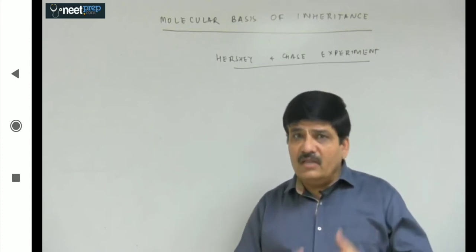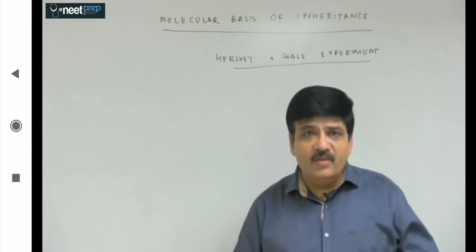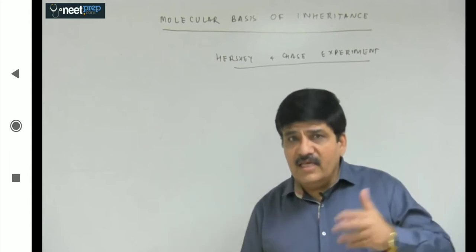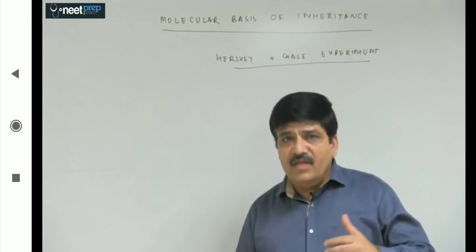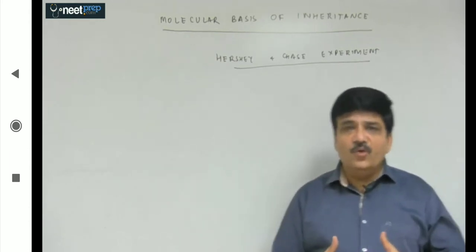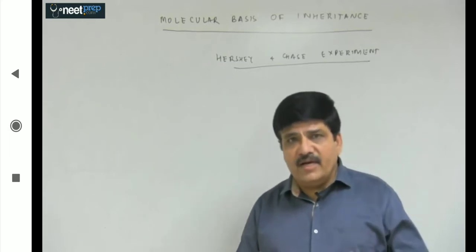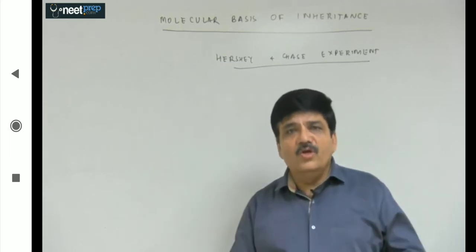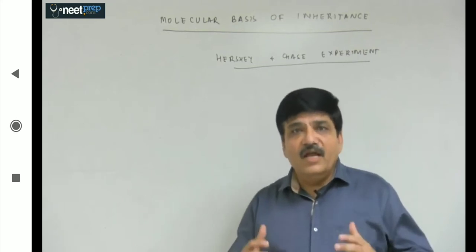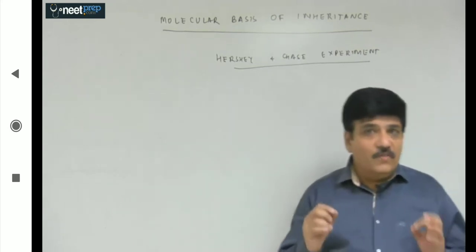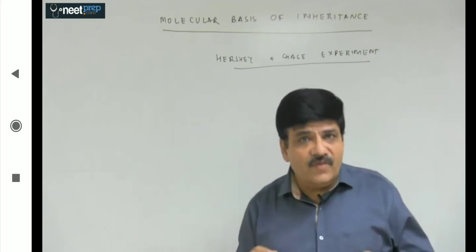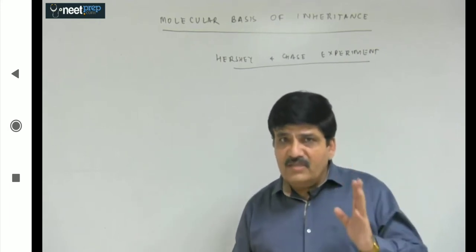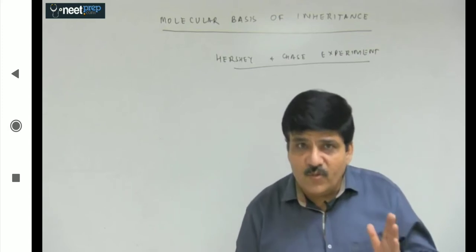And I told you in another video that this was initially done by Avery, MacLeod and McCarty. They worked with the lysate of the heat-killed S, and then they removed the various biomolecules and reached the conclusion correctly that it is the DNA that is the genetic informational molecule, or the molecule that stores the genetic information, and not the proteins. But there was a line of NCERT that I pointed out in the previous video. Your NCERT said that not all biologists were convinced.